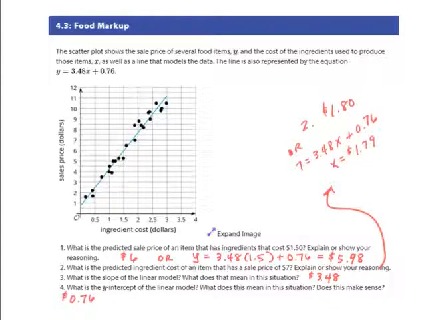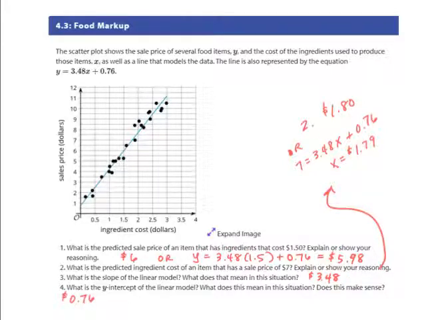For the slope of the linear model, it's $3.48. I just took it from the equation. What this means is for every dollar increase in ingredient cost, the sales price goes up by $3.48.